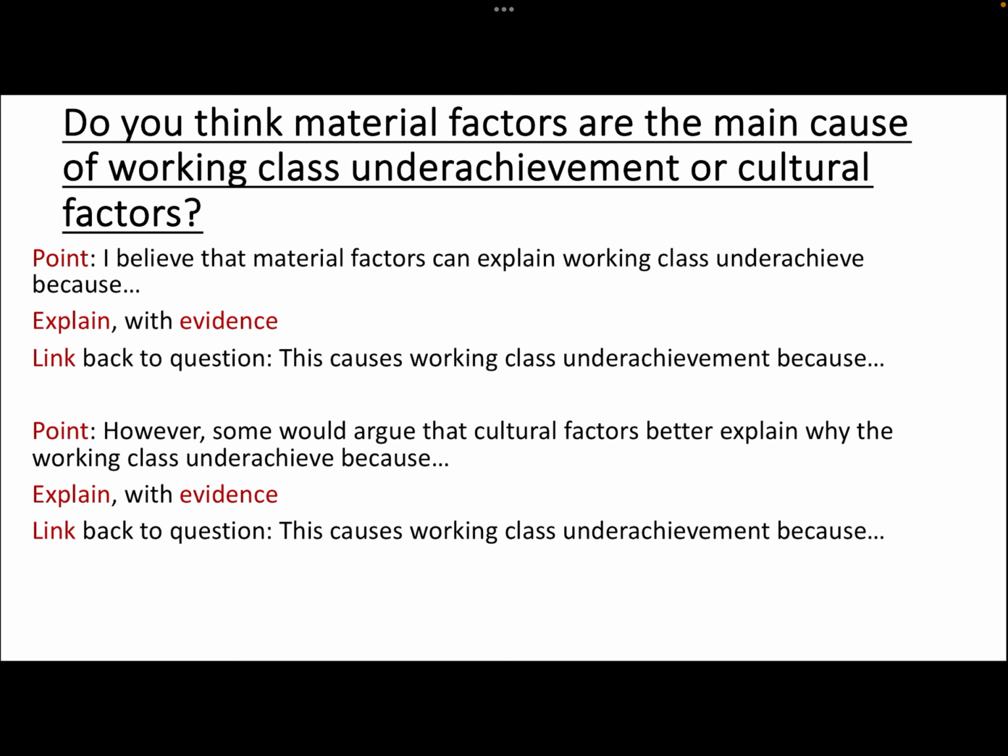Next paragraph. However, some would argue that cultural factors better explain why the working class underachieve because. So pick a cultural point to make there. Explain it fully with evidence, and then of course link back to the question. And if this was a proper 15-mark essay, you would need a point 3. So what could be your other point, your third point? And you would also need a conclusion at the end where you make a judgment about which is the strongest argument that you've made. Or is it a mixture?